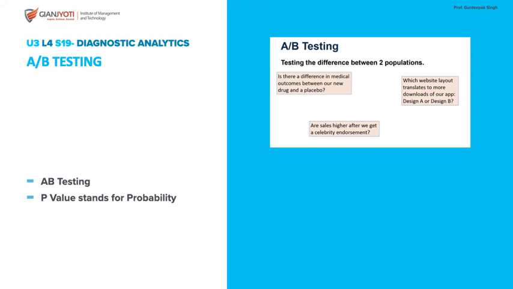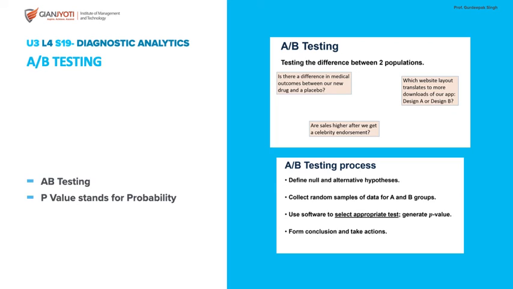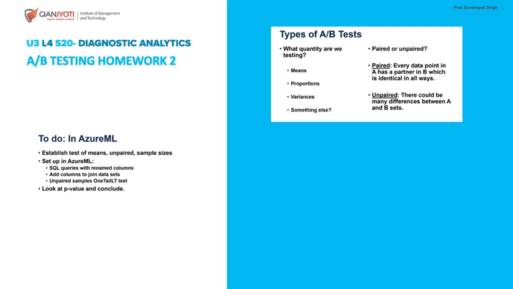So again, we use the p-value for this. What we do in this process is define the null and alternative hypothesis, collect random samples of data for A and B groups, use software to select appropriate tests, generate the p-value, form a conclusion and take actions. It is similar to hypothesis testing. The only difference is A/B: either A is right or B is right. So we have two populations. This is another homework for you which you need to do on A/B testing.